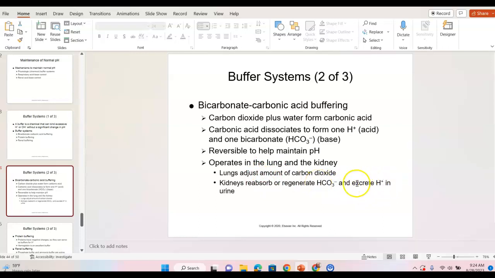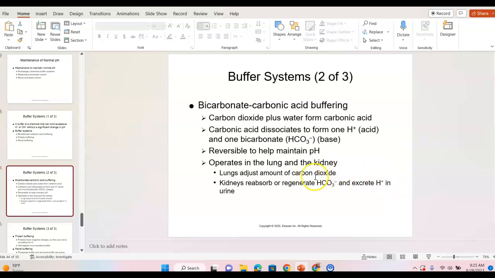So really focus on the lungs and the kidneys. The lungs with CO2: higher levels of CO2, more acidic; lower levels, more basic. And then the kidneys will balance with either hydrogen or bicarb, and it kind of works opposite each other. If we're too acidic, the kidneys will get rid of hydrogen and retain bicarbonate. If we're too basic, they'll get rid of bicarbonate and retain the hydrogen. It works as a countercurrent system.